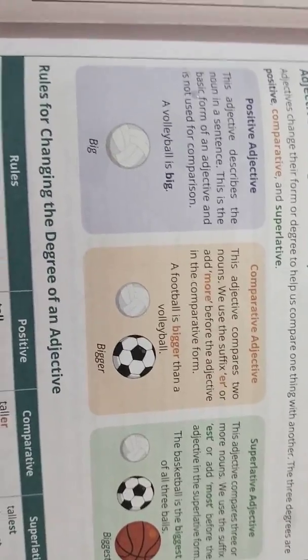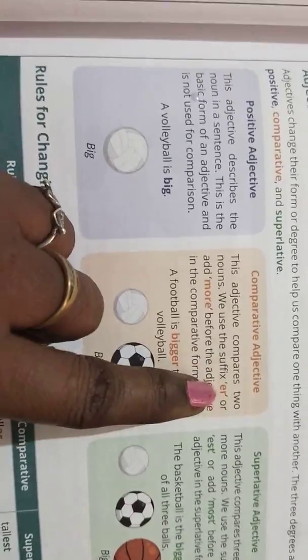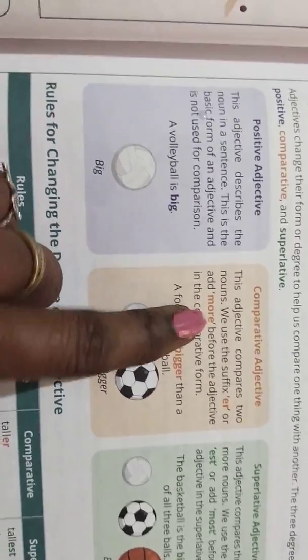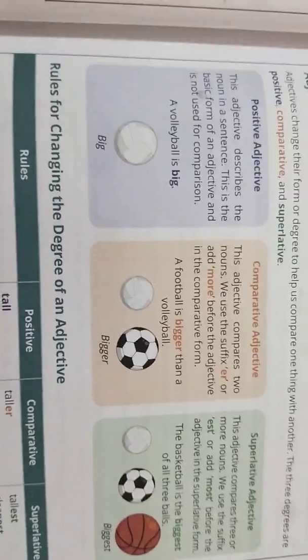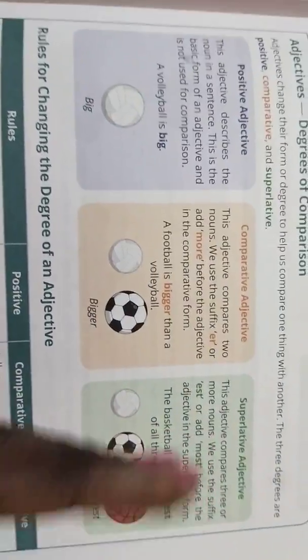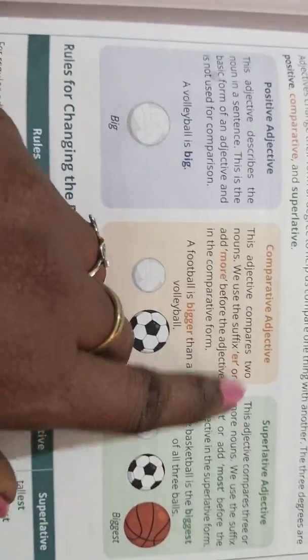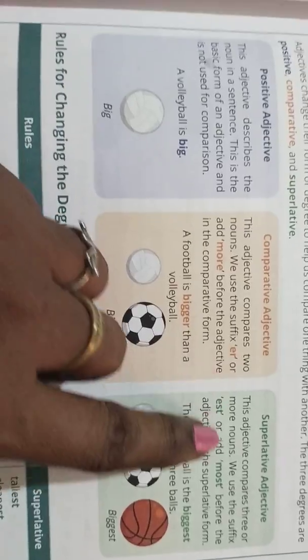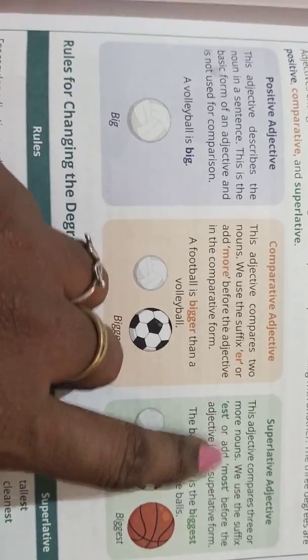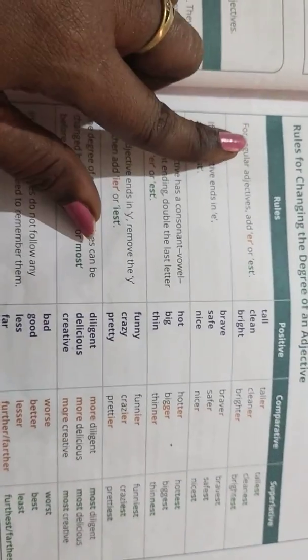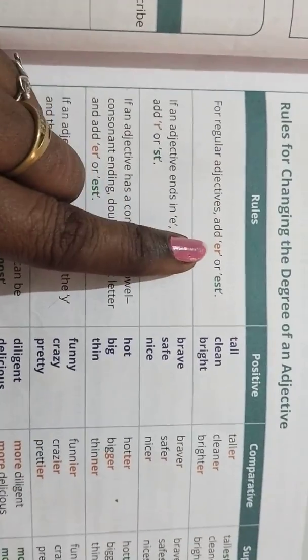Here is an example for you. While we see the rules, you will understand when we need to add 'er' and when we need to add 'more'. We'll see it later. Then the next is the superlative adjective. When you see the word superlative, it means the description is among three or more things, so this adjective compares three or more nouns. We use the suffix 'est' or add 'most' before the adjective in the superlative form. With this, we have to learn these rules. Rule 1: for regular adjectives, we add 'er' or 'est'.